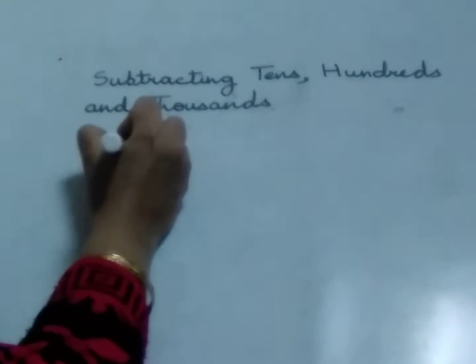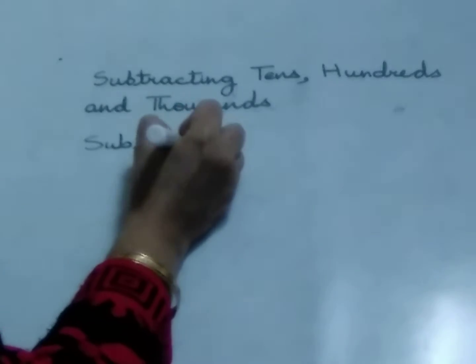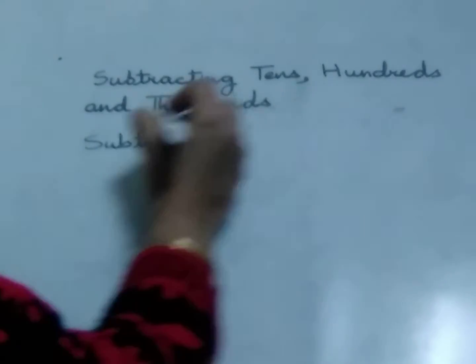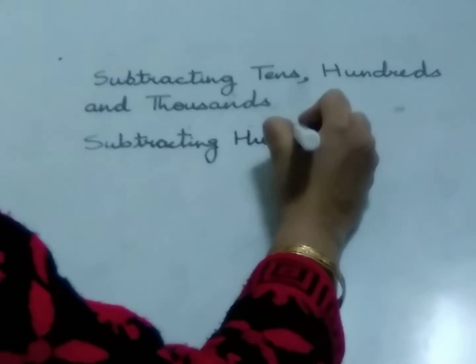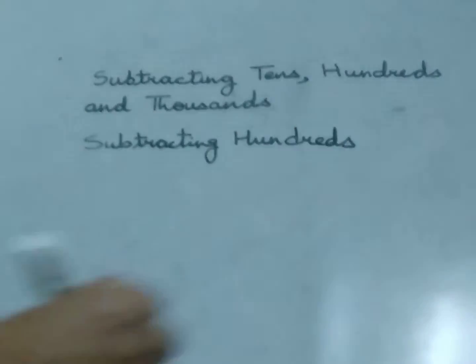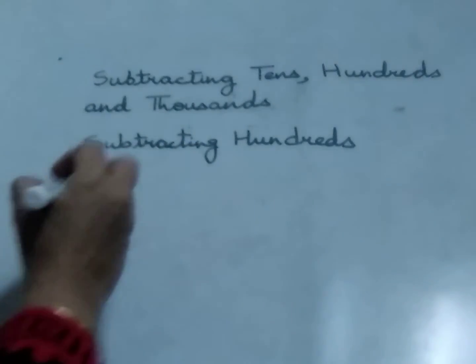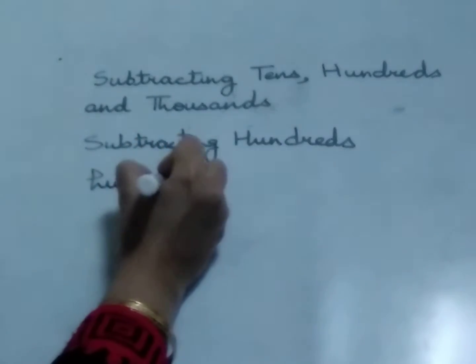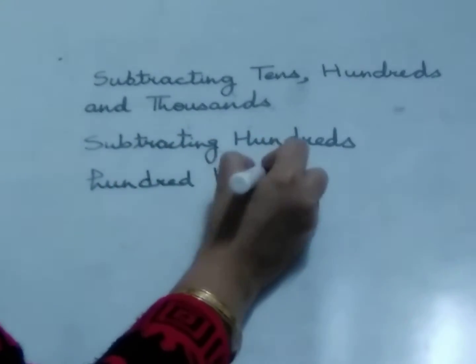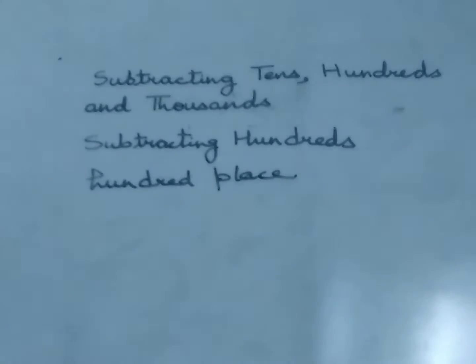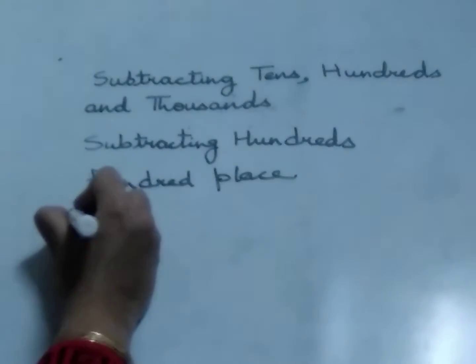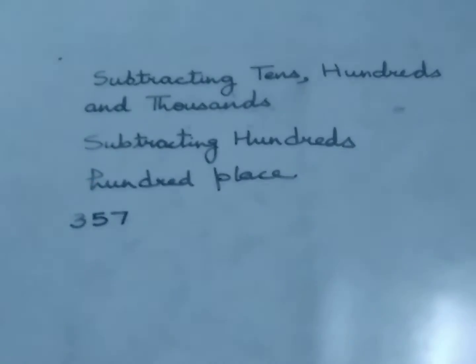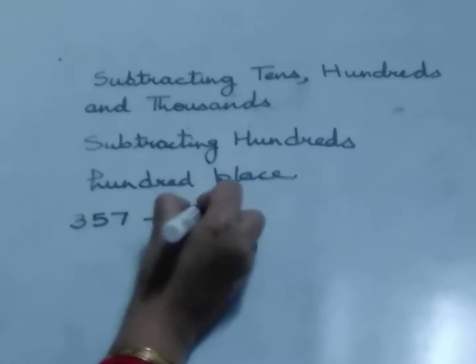Subtracting hundreds. To subtract hundreds, we simply decrease the digit in the hundreds place of the minuend. However, if there are not enough hundreds, we need to regroup. For example, let us take 357 and subtract 100 from it.